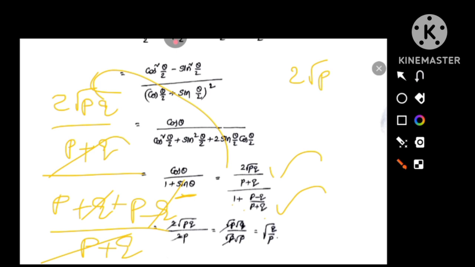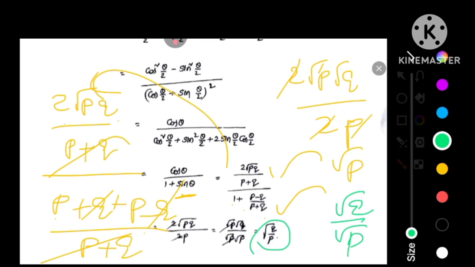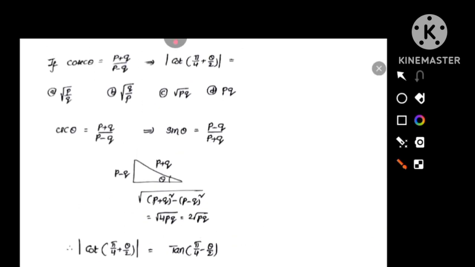2 root p into root q. 2 root pq is nothing but 2 root p into root q by p plus p, which is equal to 2p. Now here 2 gets cancelled. This root p is cancelled by root p. So the final answer is equal to root q by root p, which is nothing but root q by p. Simply doing the LCM, take the common terms cancellation, then you get the answer root q by p, and that is nothing but the second option.